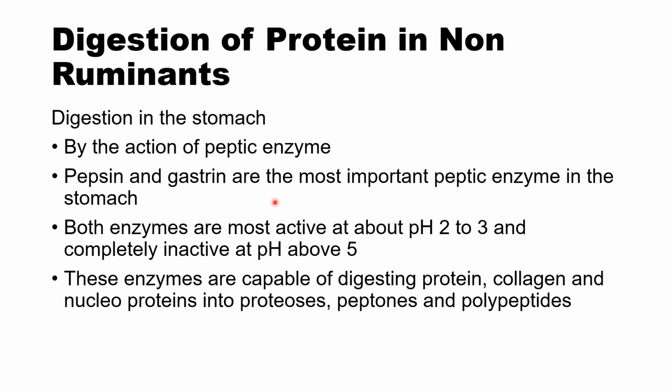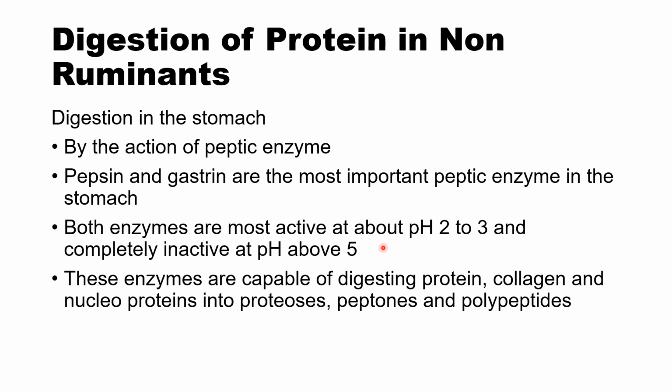So both enzymes are most active at about pH 2 to 3 and completely inactive at above 5. So yun, kailangan na acidic yung stomach ng non-ruminants. So yun yung parang distinct characteristic ng stomach. Dapat acidic para yung mga enzymes that will break down, that will digest yung mga protein can work.